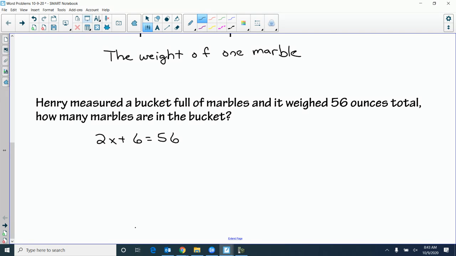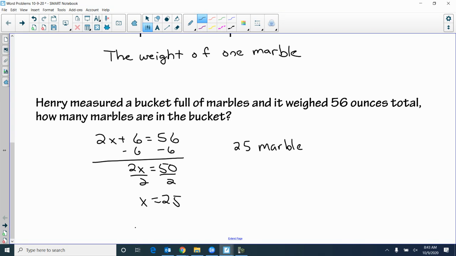Okay, Colin? Subtract 6 from both sides. Okay, subtract 6. I get 2x equals 50. Divide by 2. 25. Oh, let me see. Hold on here. All right, so how many marbles are in the bucket? 25 marbles are in the bucket.